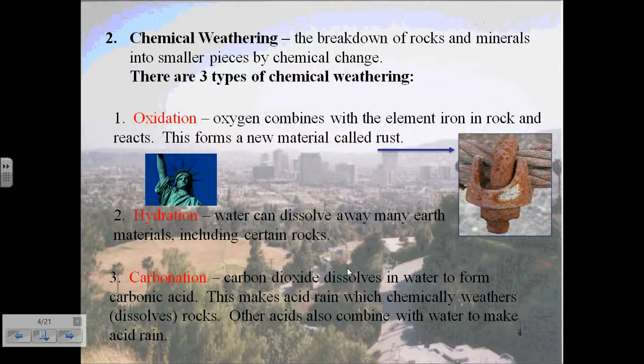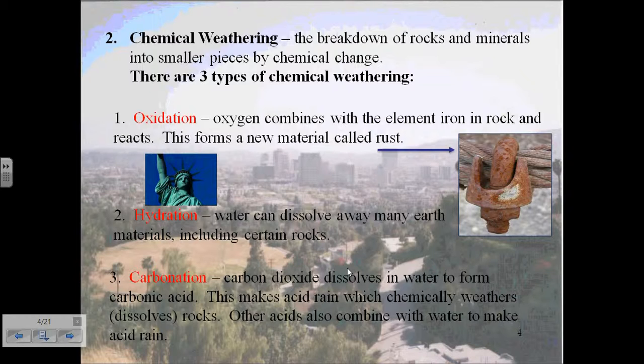Oxidation can be classified in all types of forms that you may have seen around you. It happens when oxygen combines with the element iron, in this case, in rock, and reacts. This forms a new material called rust. A notable example would be in the case of the rust that forms on iron metal bars. Or if you have an old bike chain, anytime you accumulate rust, that is a form of oxidation.